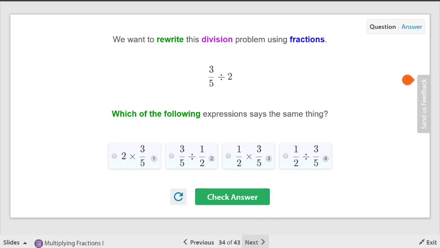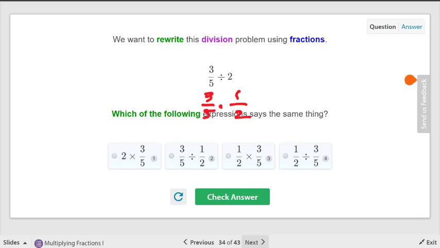Rewrite this division as a problem using fractions. So instead of 3/5 divided by 2, what would you change it to? 3/5 what? Times what, though? Times 2? Times 1/2. Divide by 2 is the same as multiply by 1/2.